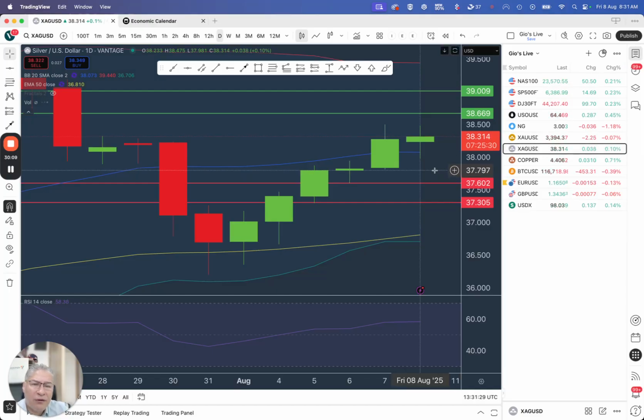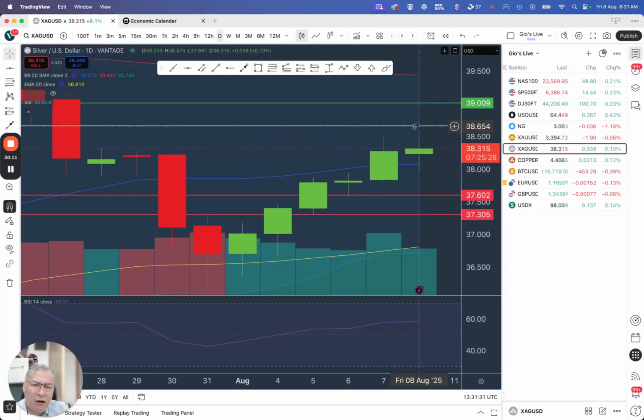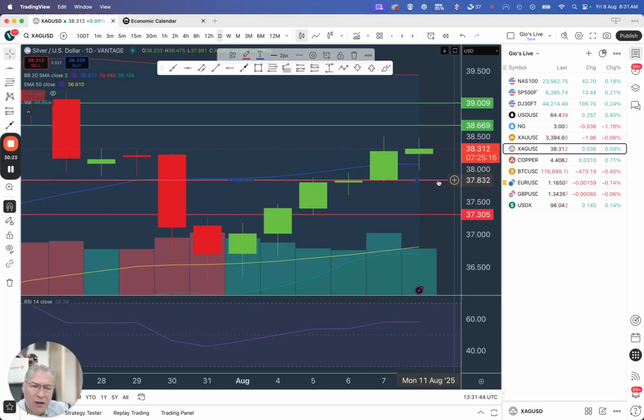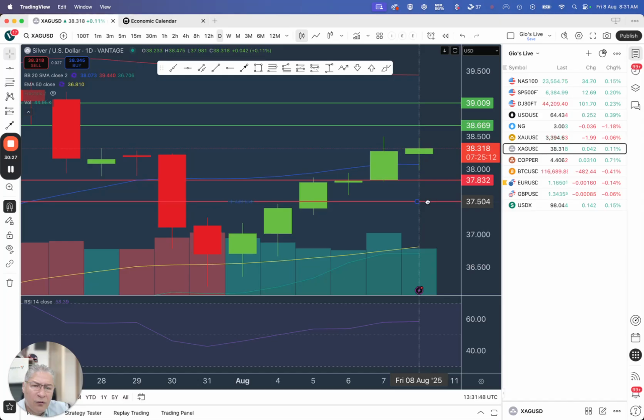Then we have silver. Our levels for silver weren't really met yesterday. But anyhow, let's update our level of support. So $38 psychological has been met. So I'm going to use around yesterday's open for my first level of support, and then 37.5 for my second.